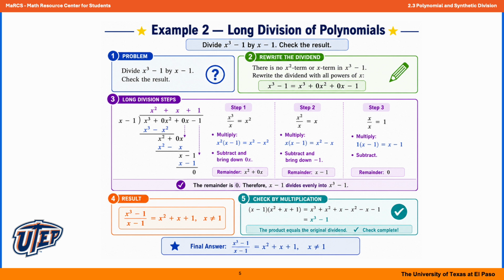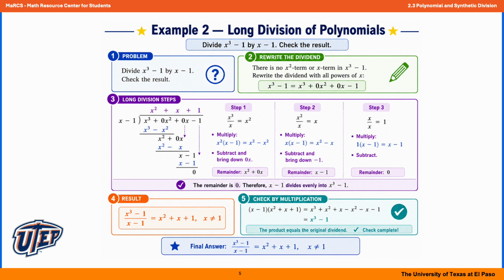Now we multiply the x squared back to the x minus 1, so we'll have x cubed minus x squared. So now we can subtract those two terms, and we're left with x squared. Now we can bring down the 0 times x term, and we can divide by x. So x squared divided by x will give us x.